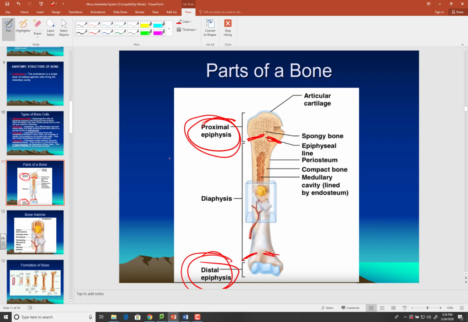This area is loaded with cells that actually build bone, so this is what allows bone to get longer. Now, bone is very, very metabolically active. People think that it's just sitting there. It really isn't. As a matter of fact, every 10 years your bone completely turns over, meaning that the calcium and phosphate that make up bone are new after 10 years. So there's constant breaking down and rebuilding of bone.